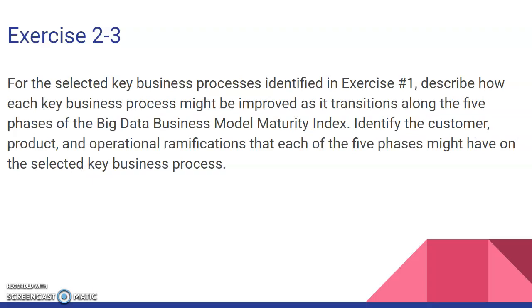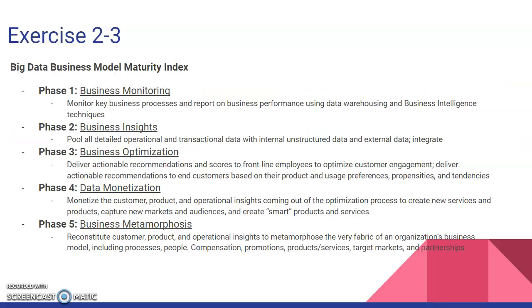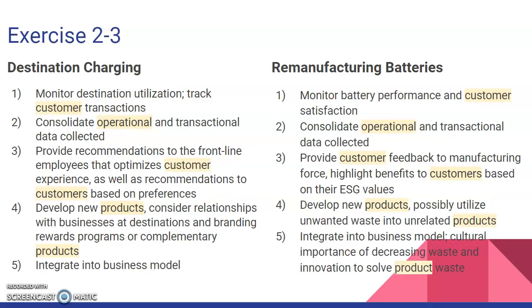So for the selected key business processes identified previously, how can each key business process be improved as it transitions along the 5 phases of the Big Data Business Model Maturity Index? So here listed are the 5 phases of the Business Model Maturity Index, from monitoring, insights, to optimization, monetization, and metamorphosis.